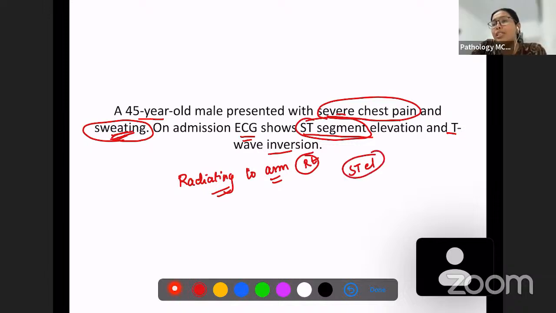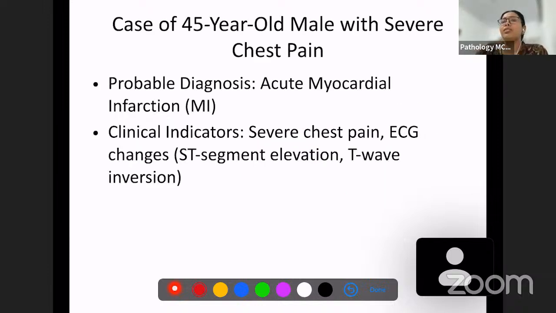Whenever you find ST segment elevation, always think of myocardial infarction. Very rarely will it be something else when you're given ST segment elevation and T wave inversion. So this is a classic case and classic history of myocardial infarction. So the probable diagnosis is acute myocardial infarction. What are the clinical indicators? Whenever you present it, you have to write what are the indications that led you to the diagnosis.